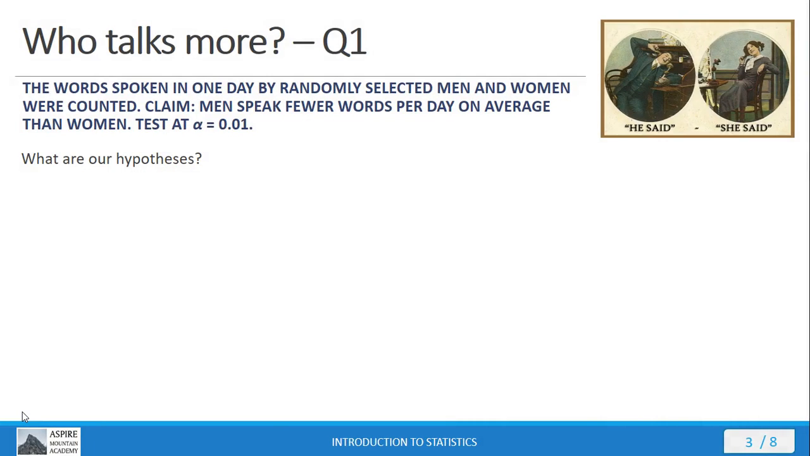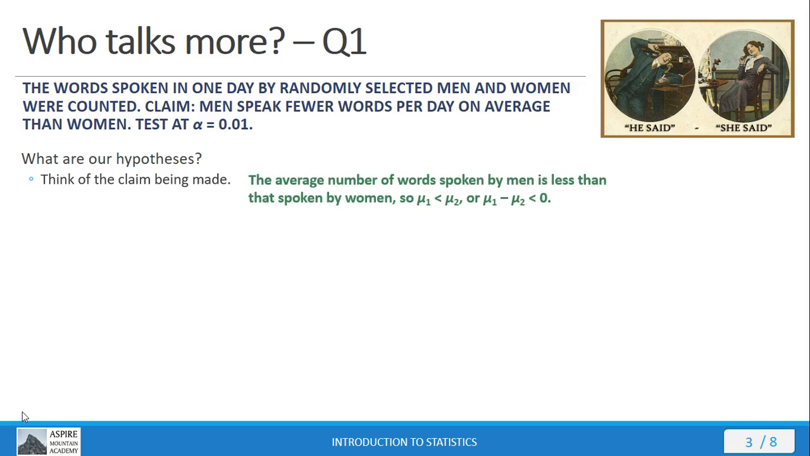Our first question was about our hypotheses, and as always, when forming our hypotheses, we think about the claim that's being made. So what's the claim? The claim is that men speak fewer words per day on average. The men were mentioned first in the problem statement, so that's going to be mu1. The women are then going to be mu2. So we have mu1 is less than mu2, or the alternative way of writing it, mu1 minus mu2 is less than 0.